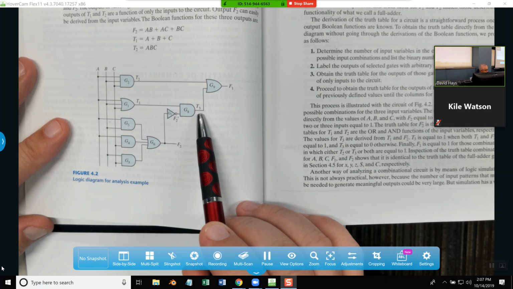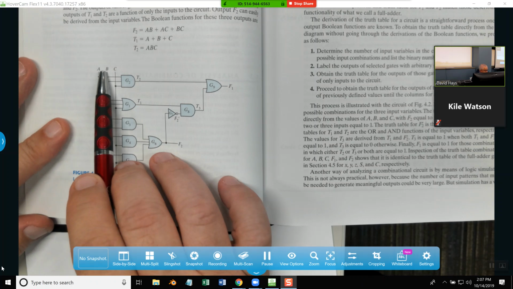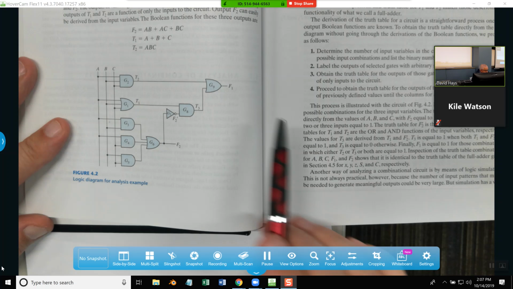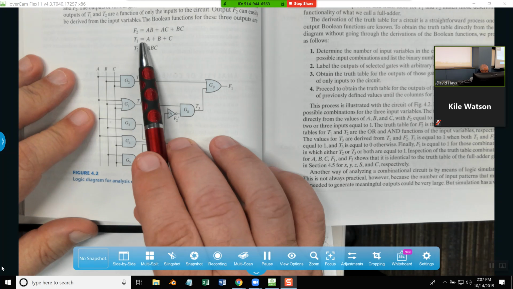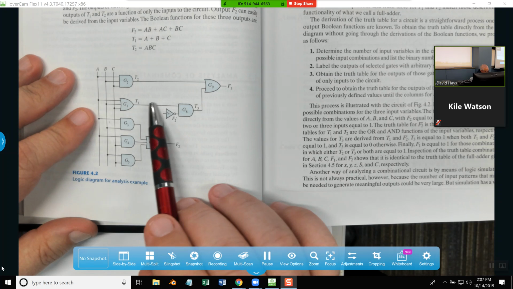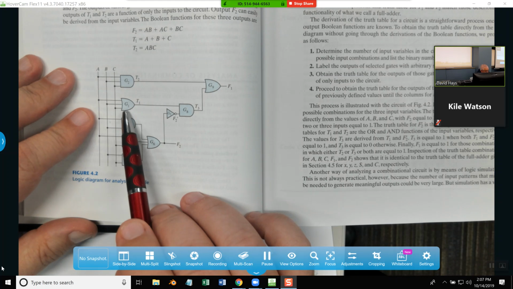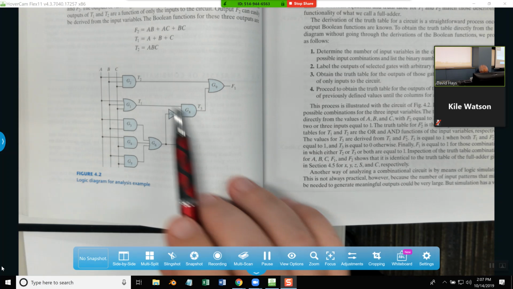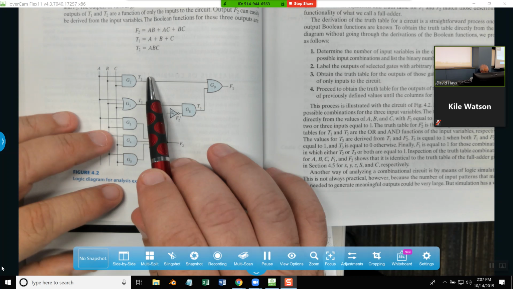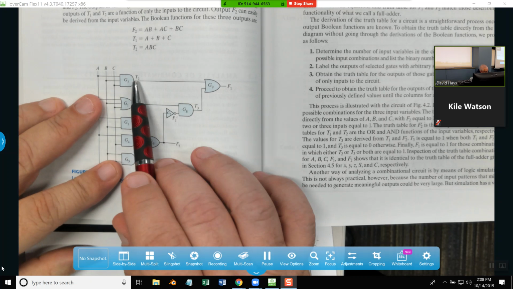T1, as we mentioned, is right here. It's A or B or C, which is this G1 right here. T2, which is right here, is A and B and C. So again, those three come in, and there's an AND there. Then we've got our F2, which is over here.